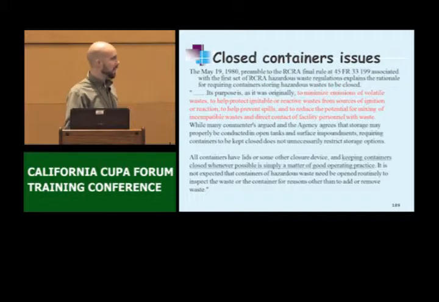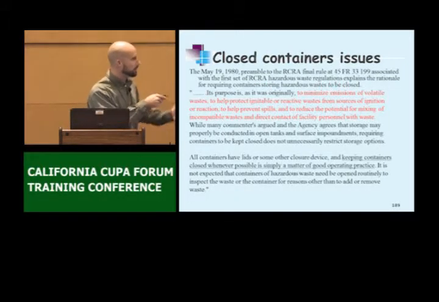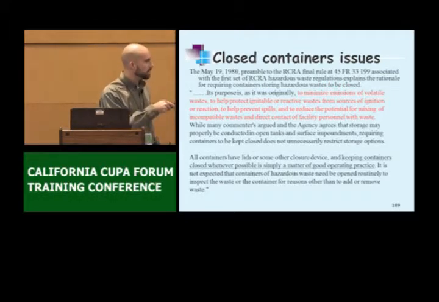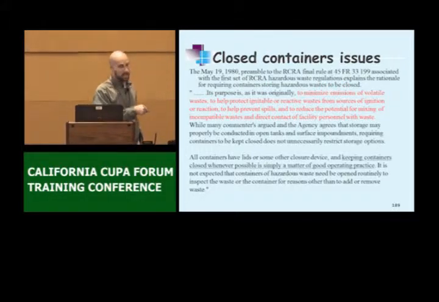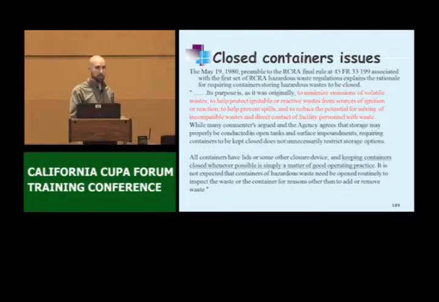So the 1980 preamble has some of this language: that containers should be closed to minimize emissions of volatile waste, to help protect ignitable or reactive waste, to help prevent spills, to reduce the potential for mixing incompatibles, a lot of language. And then down on the bottom, it also just states that it's good management practice to have your containers closed. You avoid a lot of other violations by doing it, just a good BMP, so to speak.